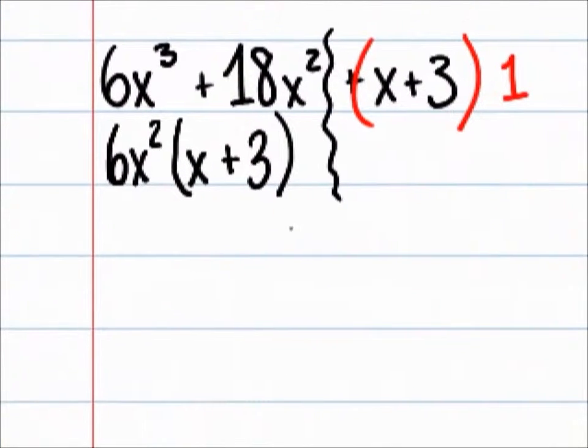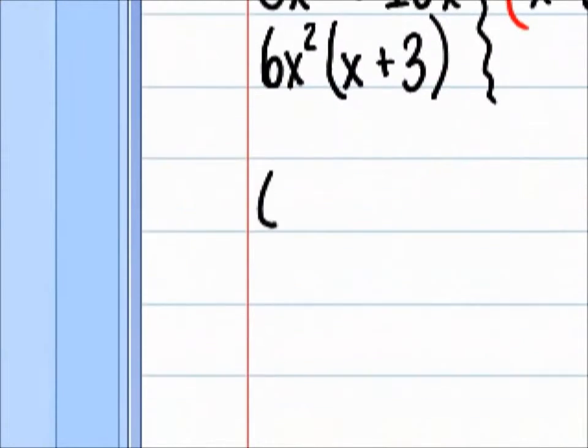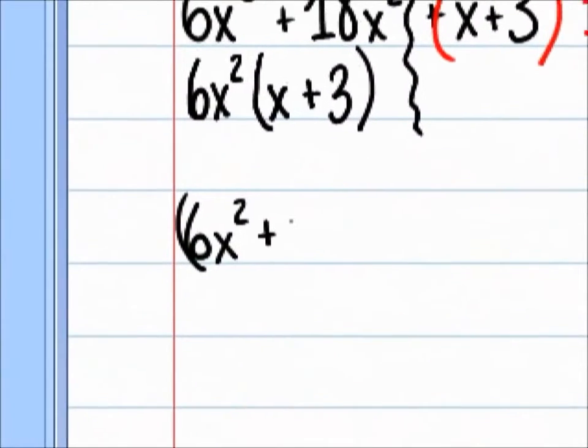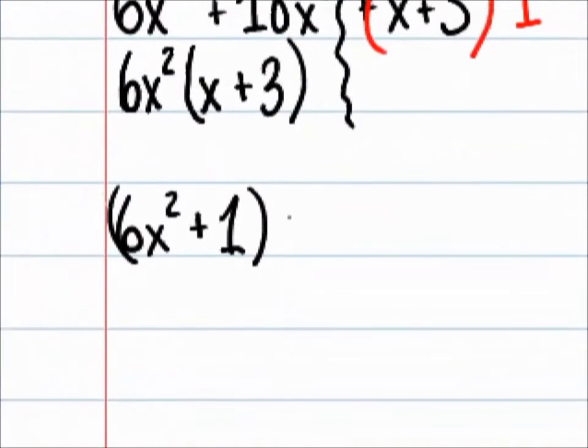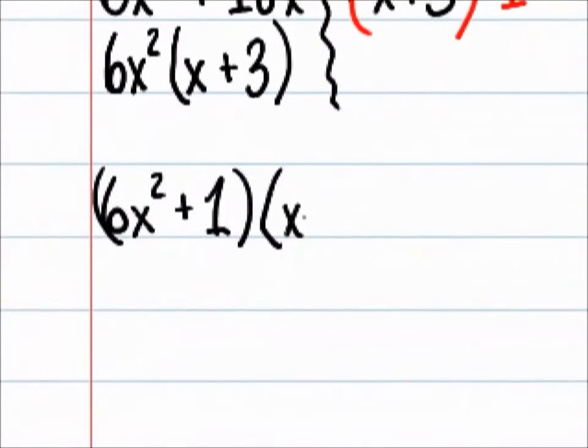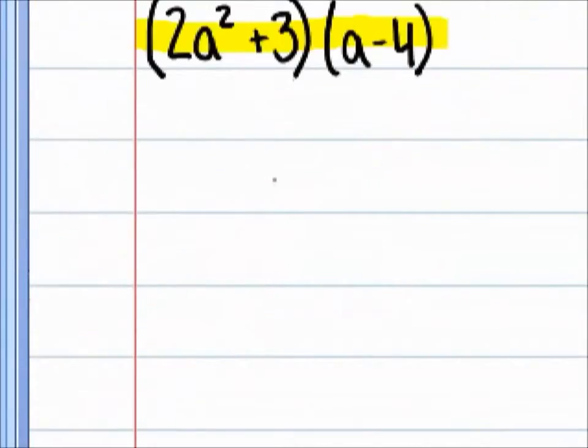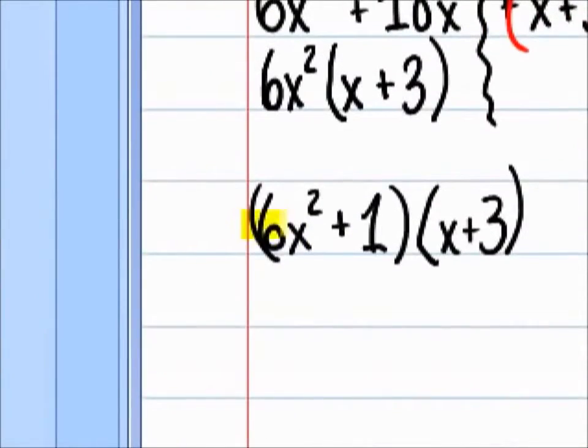Alright, so let's see. Our answer is going to be 6x squared plus our little invisible 1 times x plus 3. Yes. Alright.